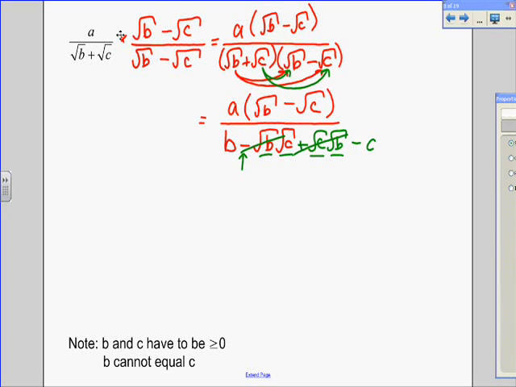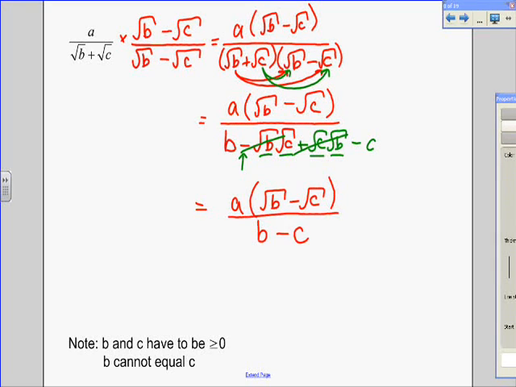So what is our final answer going to be? A times root b minus root c, our initial thing that we multiply by, over b minus c. So now we can see that we no longer have any roots on the denominator, and we've transformed our original improperly written fraction into something where there are no roots on the denominator.